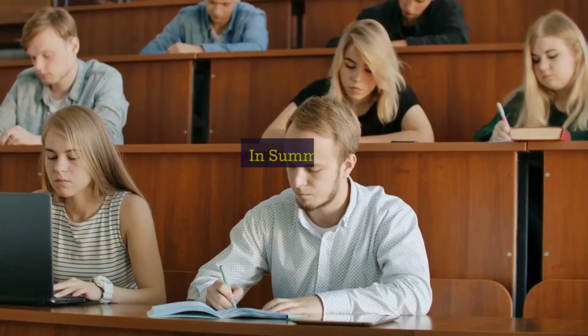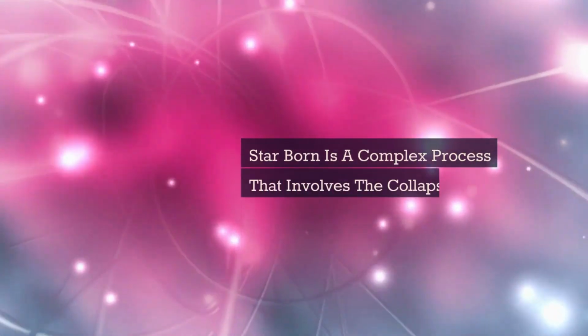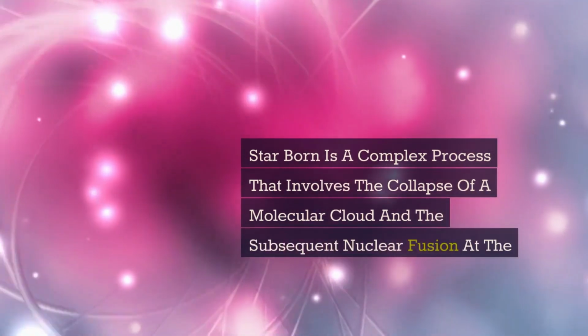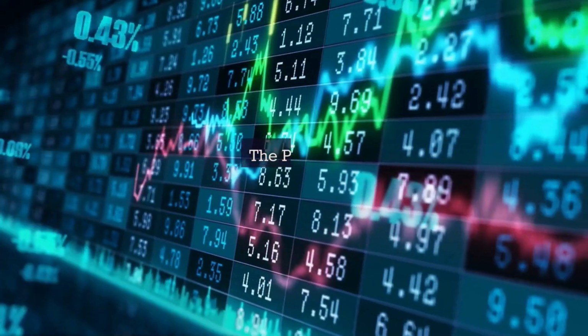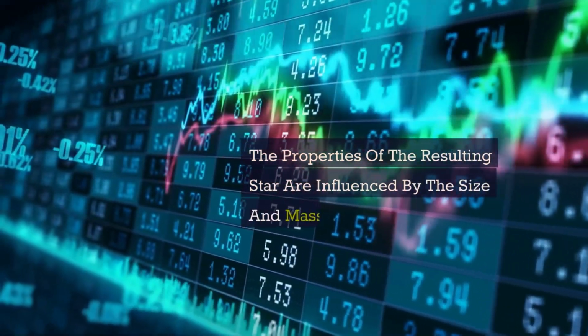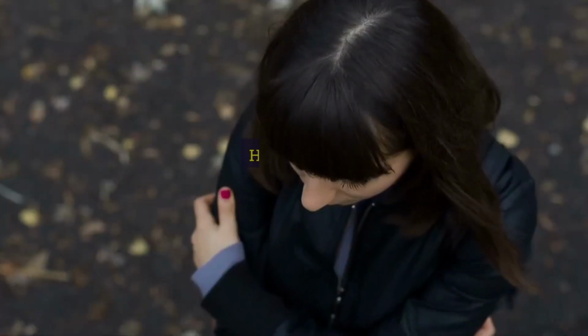In summary, star birth is a complex process that involves the collapse of a molecular cloud and the subsequent nuclear fusion at the core of the protostar. The properties of the resulting star are influenced by the size and mass of the molecular cloud and the rate at which it collapses. Hope this helps.